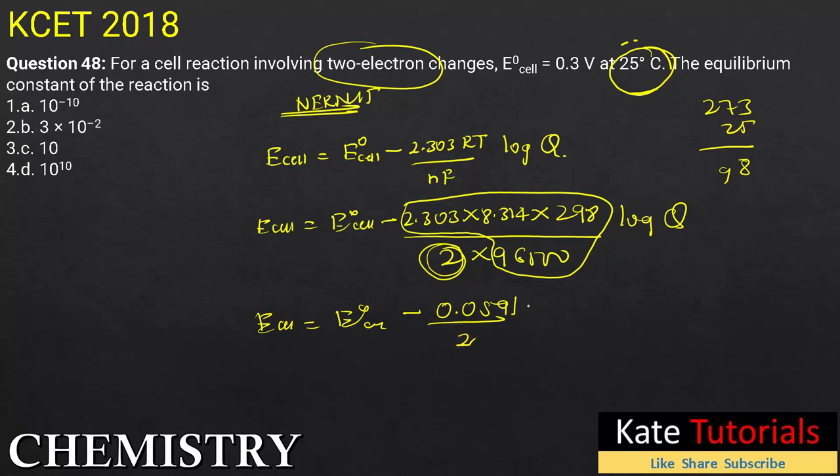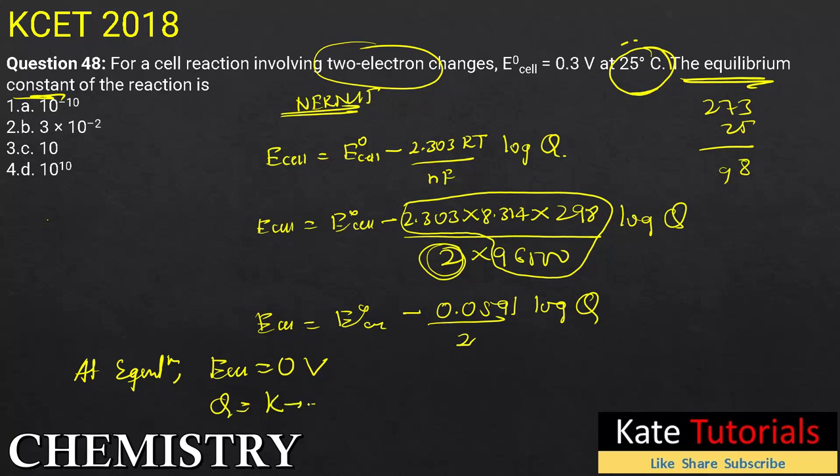Here it is 2, so I have taken 2 log Q, right? This derivation you have studied in the Nernst equation. So this is E of cell, and they have told the reaction is in equilibrium. We have to calculate the equilibrium constant. So at equilibrium, E of cell will be 0 volt, and Q will be K, the equilibrium constant.